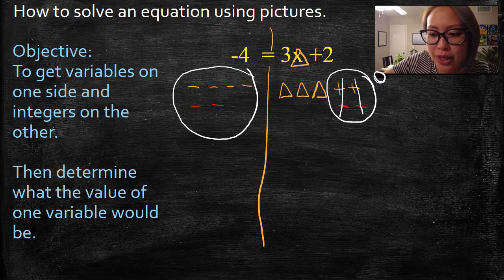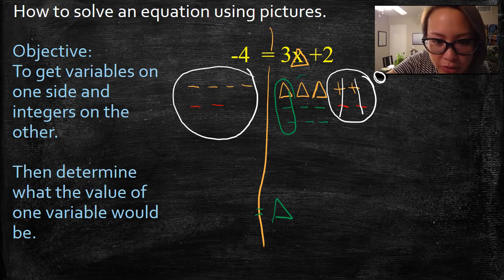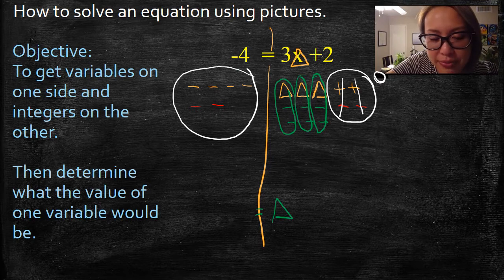Well, remember that our objective is to make sure that we end up with 1 triangle and how much it's worth. So if 3 triangles is the same as 6 negatives, all I have to do is split them into groups of 3. So I'm going to take my 6 negatives, 1, 2, 3, 4, 5, 6, and I split them into groups of 3. Now, I know that 3 triangles is the same as 6 negatives, but I only want 1 triangle. So 1 triangle is going to equal 2 negatives. And there you have it.